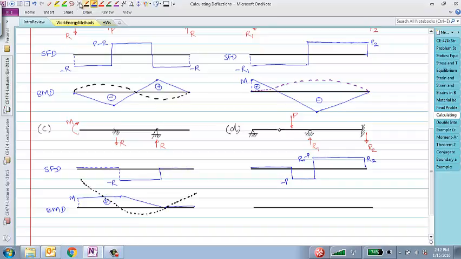Does the presence of this internal hinge affect anything in my shear force diagram? The internal hinge does not affect shear, right? It just transfers shear, whatever it is. It does affect the moment. Moment has to be zero at internal hinges. So how about the moment? Bending moment diagram, what would that look like?